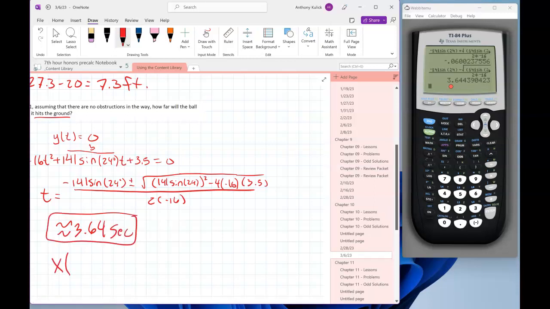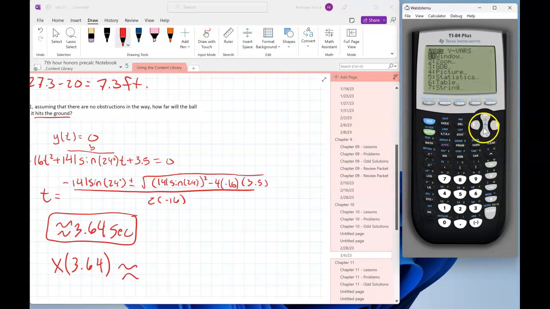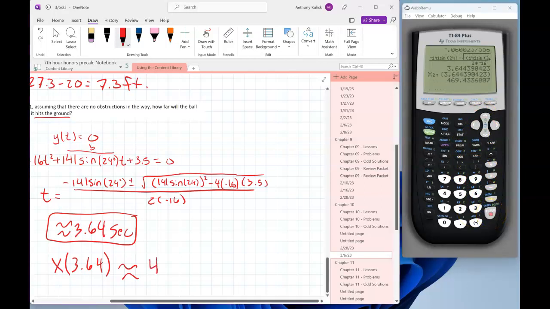So now we just do x of 3.64. So I'll just do that with the calculator. Vars, y vars, we're doing parametrics. I put the x component into x2t, so I'll pick that as number 3 of that answer. And we get 469.4 feet. Wow. Good thing there's a fence. That'd be a long way to walk to go get that ball.